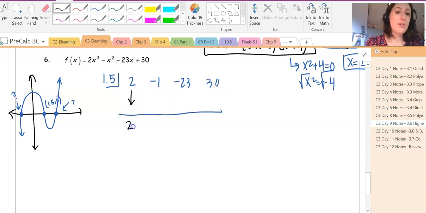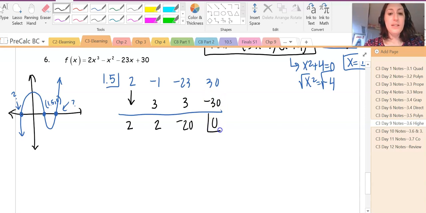Bring down your 2. 2 times 1.5 is 3. Add 2. 2 times 1.5 is 3. Add negative 20. Negative 20 times 1.5 is negative 30. Add, and we'll get a 0. This will become 2x squared plus 2x minus 20, which we can pull out a 2.